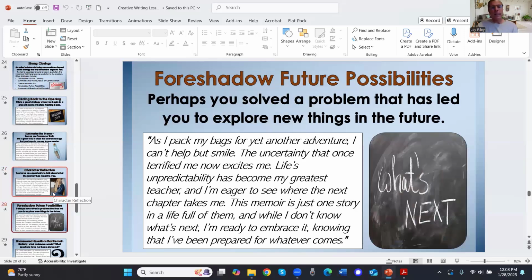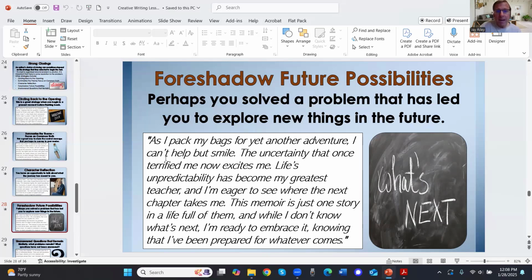This is something else I like, and this is particularly valuable if you're writing a series of narrative stories, whether it's a series of short stories or novels. Foreshadowing future possibilities. It keeps your audience interested in what's to come next.